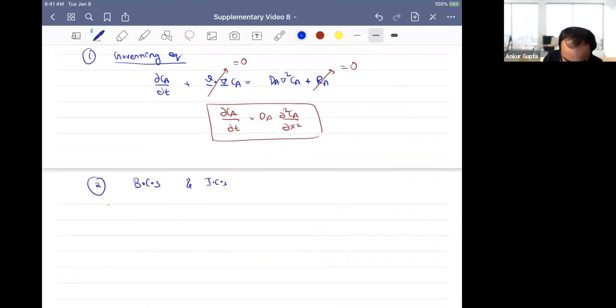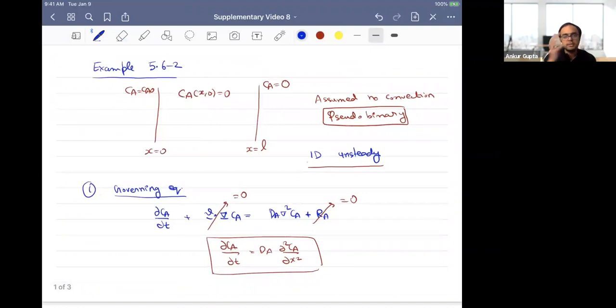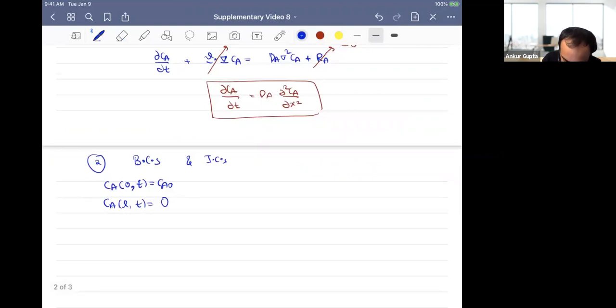So boundary condition is C A at 0, t is C A naught, right? And C A of L, t is 0. So I'm simply writing the conditions provided. It's very easy conditions, constant value, C A naught and 0 at x is equal to 0 and L respectively. And simply C A initial condition for all x at t equal to 0 is 0. So these are the boundary conditions and initial conditions.